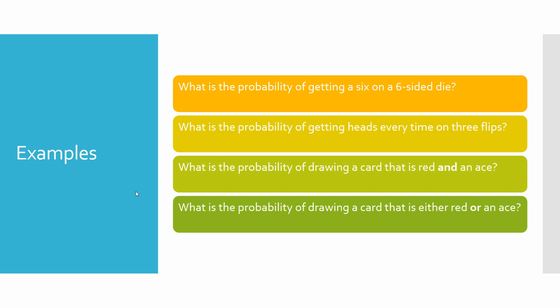So remember, a deck of cards has 52 cards in it. There are 4 suits, so there are 13 cards per suit. And those cards are ace through 10, jack, queen, and king. So the ace counts as the 1 in this counting. So the probability of getting a red and ace, and then finally the probability of getting a red or ace.